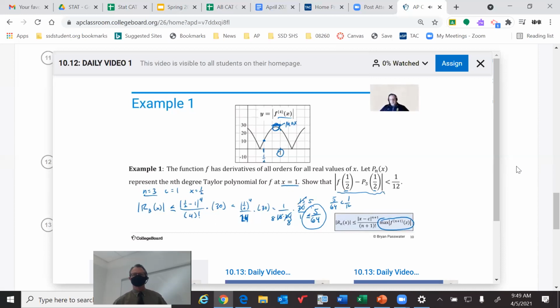So when you're doing a problem on the AP exam, it's important that you show them the formula you're going to be using in Lagrange form, and then show them that you connected your answer when you were done to what they wanted you to compare. They said show it's less than 1/12. Don't just say it's 5 over 64. Show that that value that you came up with, the worst case scenario, is less than the value that they wanted.